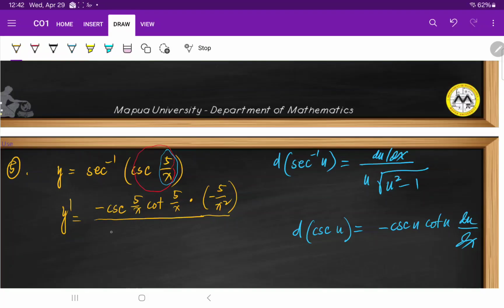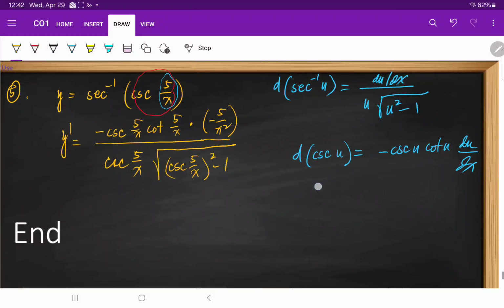And we divide it by u. What is your u again? It's cosecant of 5 over x. Times what? The square root of u square minus 1. So, cosecant square of 5 over x minus 1. So, if you simplify further, this becomes what? Negative times negative. So, it's what? Positive. It's positive cosecant 5 over x, cotangent 5 over x, times 5 over x squared.